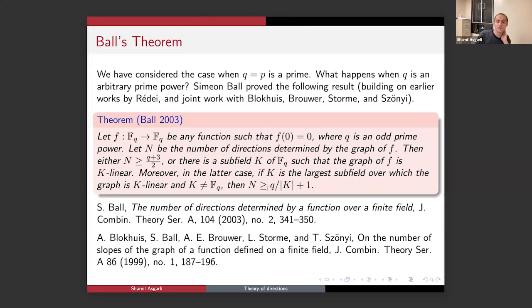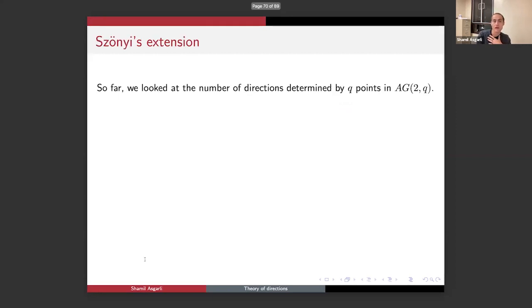So Simeon Ball's result is called "The number of directions determined by a function over a finite field." And it's from the Journal of Combinatorial Theory, Series A, from 2003. And then it was built on some of Ball's work with the other authors, Blokhuis, Brouwer, Storme, and Szőnyi, from an earlier 1999 paper. So the last thing I wanted to mention is Szőnyi's extension.